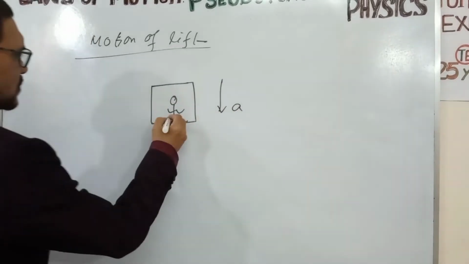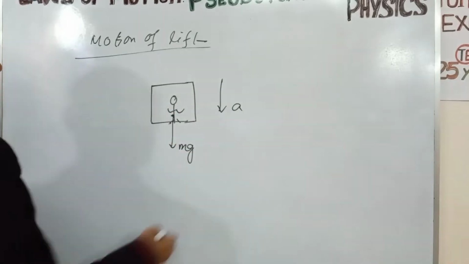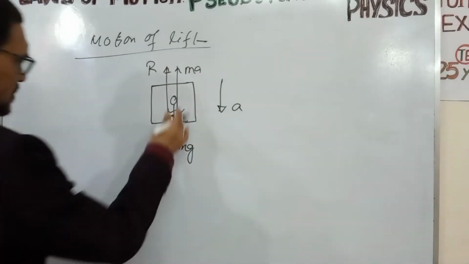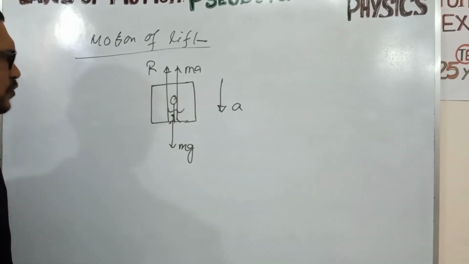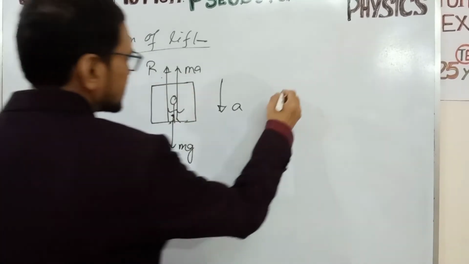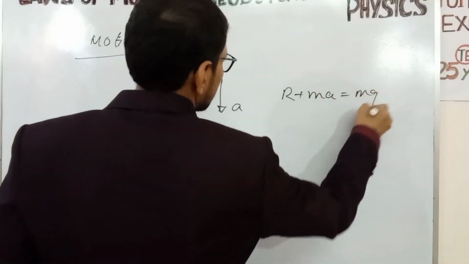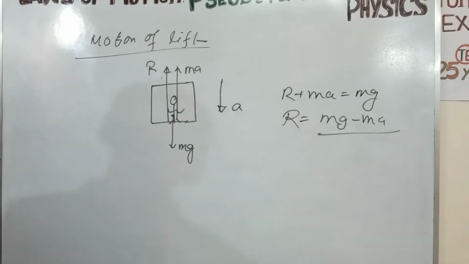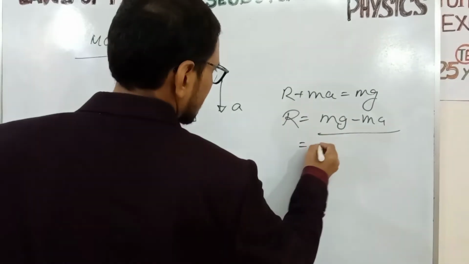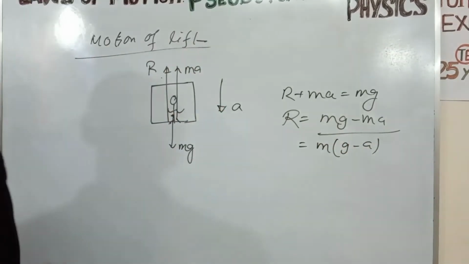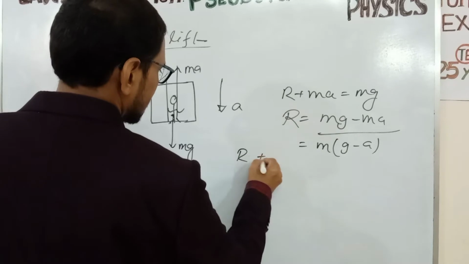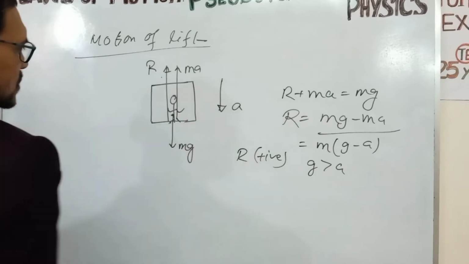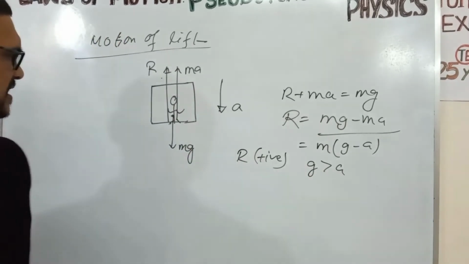Now suppose the lift moves downward with an acceleration a. What is the reaction force? Here the weight is mg and the pseudo force acts in the opposite direction, ma, so the reaction is always upwards. Now in the light of the pseudo force, R plus ma equal to mg, so R equal to mg minus ma. Now R is positive when g is greater than a, that is, when the lift accelerates with less than g, then R will be positive.